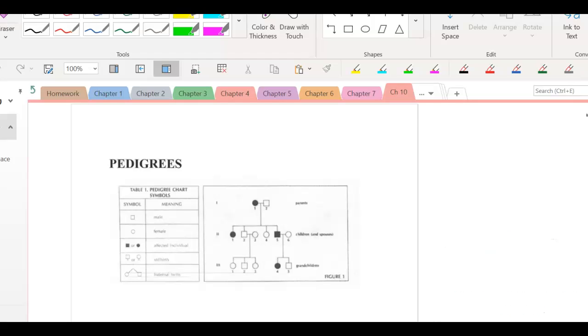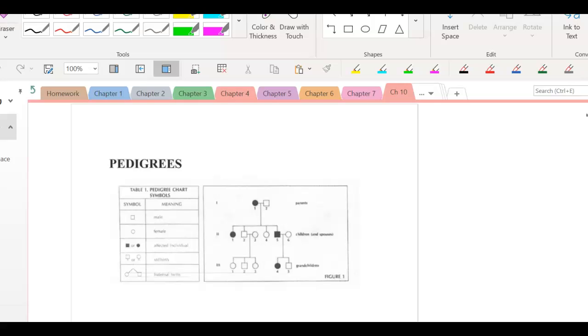Pedigrees are used to study generations of individuals. They're oftentimes used for humans because every new generation for a human family takes a number of years, like 20 to 30 years. And so instead of looking forward, lots of times scientists who are tracking a disease or disorder will look backwards. And so a pedigree allows us to basically see a family tree genetically.